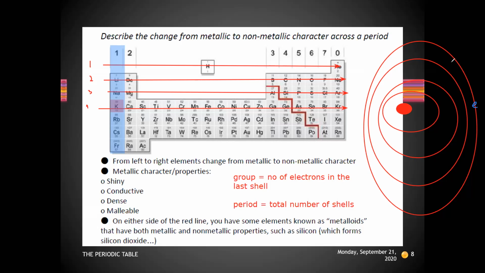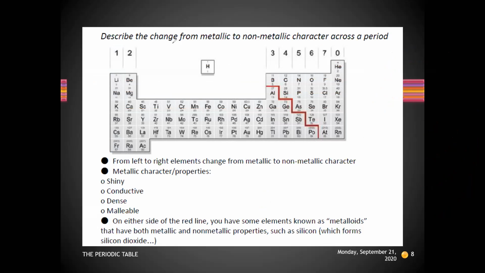Then in a periodic table, what happens when we move from left to right? As we move from left to right, we observe that the nature of the element changes. On the left hand side, you will find metals, and on the right hand side, you will find non-metals. And there is another part in the periodic table which is known as the metalloids. This staircase line starts between boron and aluminum.